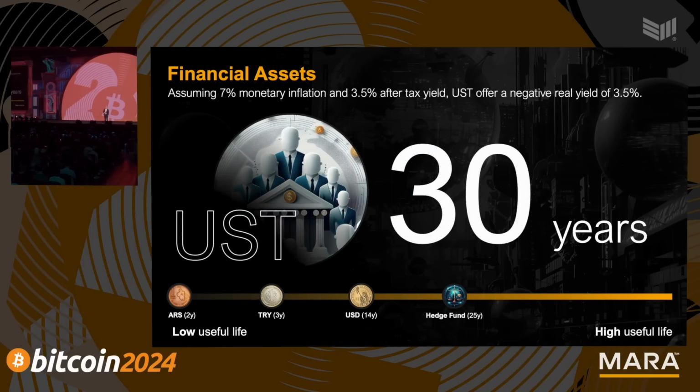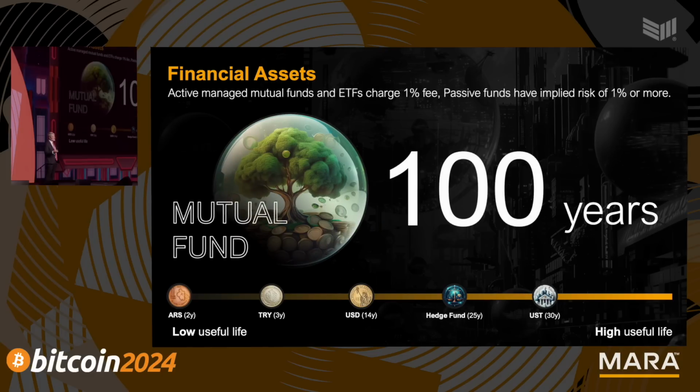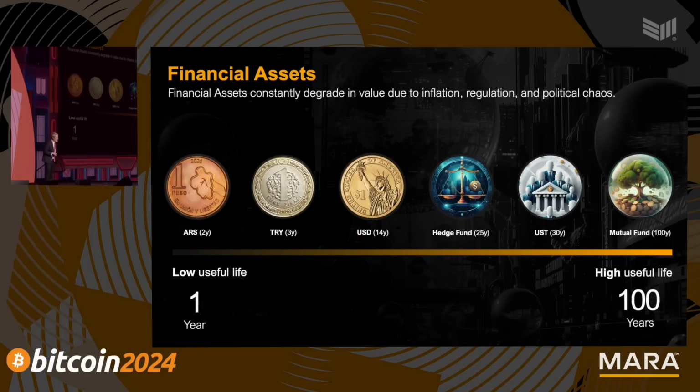Treasuries, you're going to get a yield, but the 3.5% after-tax yield goes against the 7% monetary inflation. Maybe your money lasts 30 years. Capital in a mutual fund where you pay a 1% fee, 100 years. That's about the best you're going to get. If you manage to buy a diversified portfolio at 10 basis points, the counterparty risk is going to drive you to a 1% cost. So those are your financial assets.